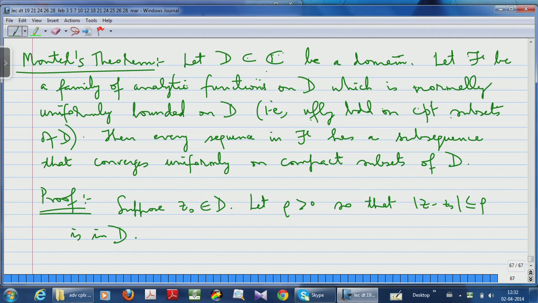Now watch. If you look at a family of analytic functions on D and you restrict it to this closed disk, what you are getting is a family of continuous, complex valued functions. Mind you, analytic functions are continuous. You are restricting them to a closed disk, which is a compact subset, so it is also a compact metric space. So you are in the situation of the Arzelà-Ascoli theorem, which needs only continuous real or complex valued functions defined on a compact metric space.